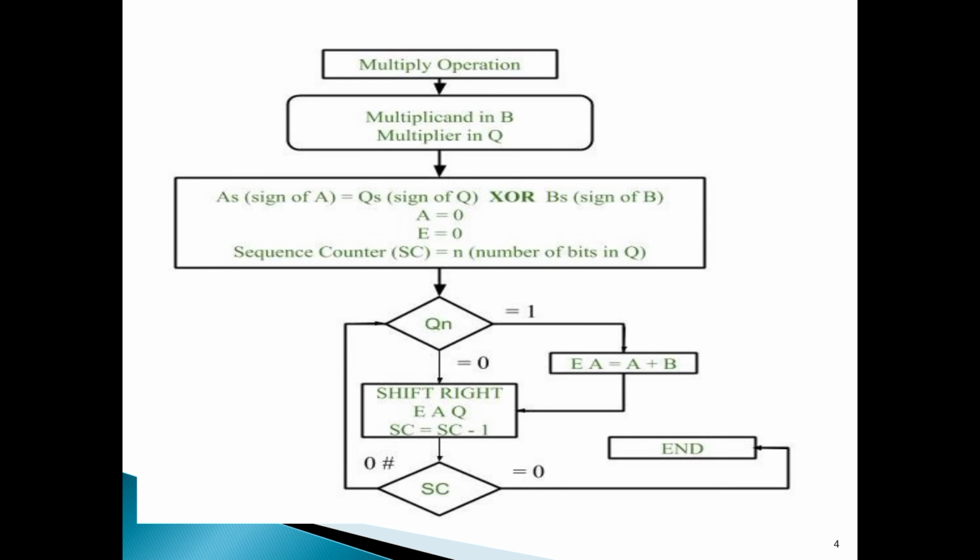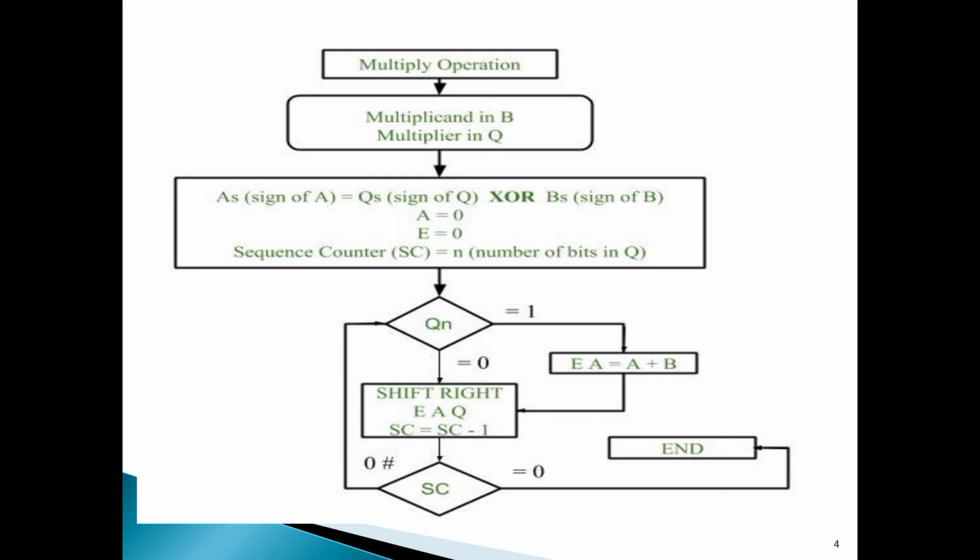Every time we check the Qn value. If Qn is equal to 0, then go to the shift right operation. If Qn is equal to 1, perform the addition operation. After the addition, perform the shift right operation for EAQ and decrement the sequence counter. After decrementing, check the sequence counter. If it is 0, go to the end. The result is stored in the A and Q registers.